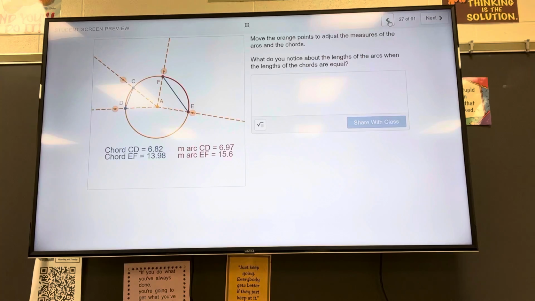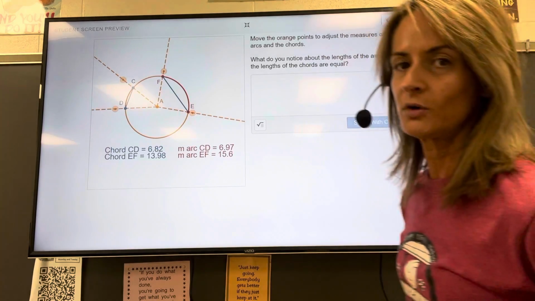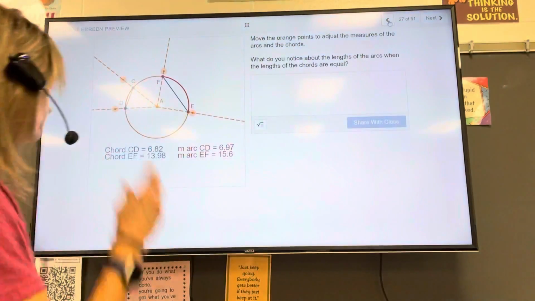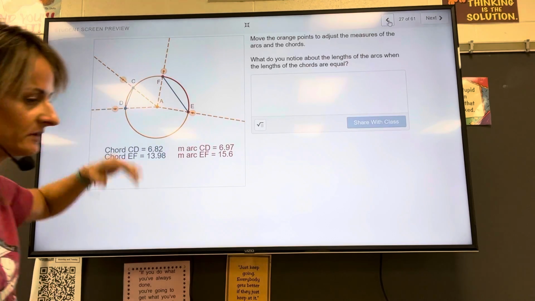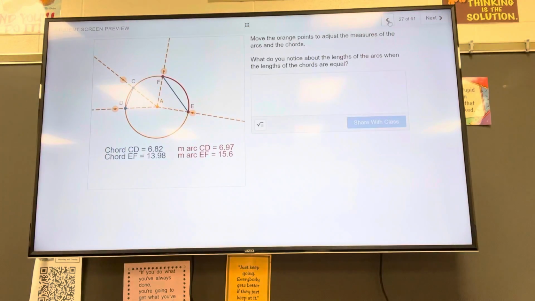Okay, so we are going to start with properties of chords today. All right, so we'll go ahead and start with moving the orange points to adjust the measures of the arcs and the chords. So if you take a look here and move them around.